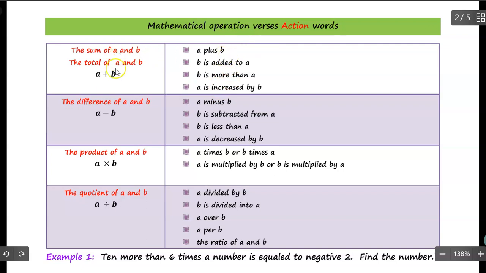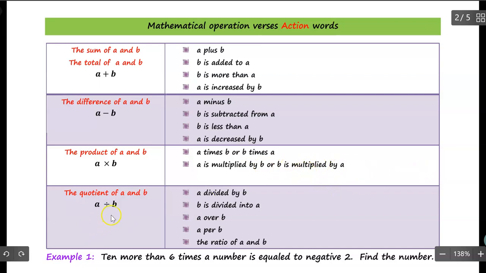So to express the sum or the total of A and B, I can say A plus B, B is added to A, or B is more than A, and A is increased by B. If we talk about the difference, that means A subtract B, I can say A minus B, B is subtracted from A, B is less than A, and A is decreased by B. If it's a product, that means we multiply. So A times B or B times A, or A is multiplied by B or B is multiplied by A.